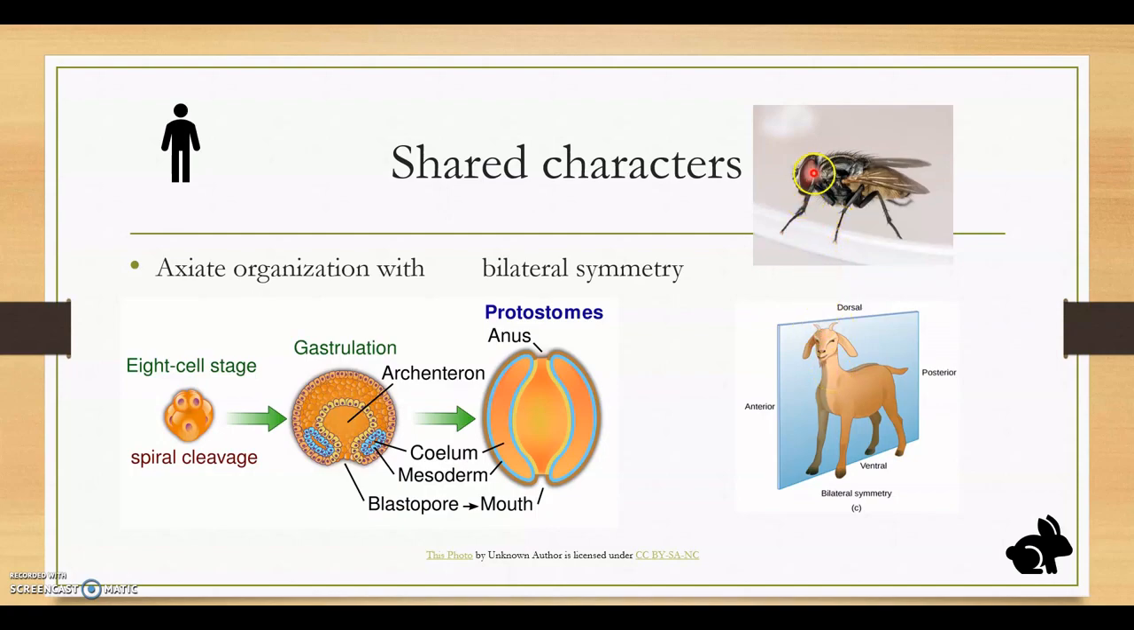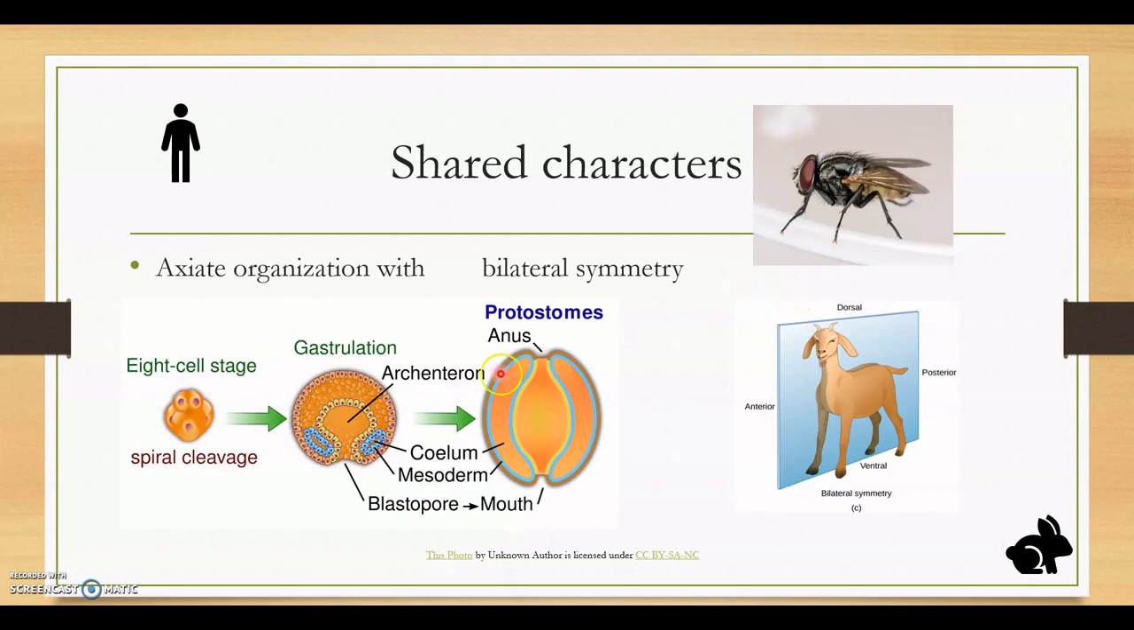Similarly here too, there is a head and there is a tail, there is a dorsal side and there is a ventral side, but the organization is slightly different. This anterior side and this anterior side are different, and this posterior side and this posterior side are different.